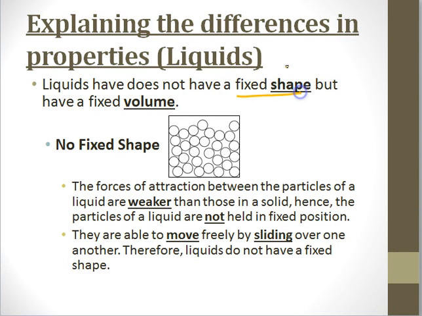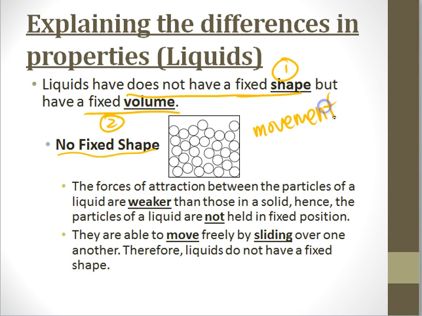Okay, liquids do not have a fixed shape, but they do have a fixed volume. Now, why no fixed shape? The key thing here is that if the particles can move, the shape can change. So we are actually comparing the movement. The force of attraction between the particles of a liquid is weaker than that of solid. Hence, the particles of the liquid are not held in fixed position, because the force of attraction is weaker.